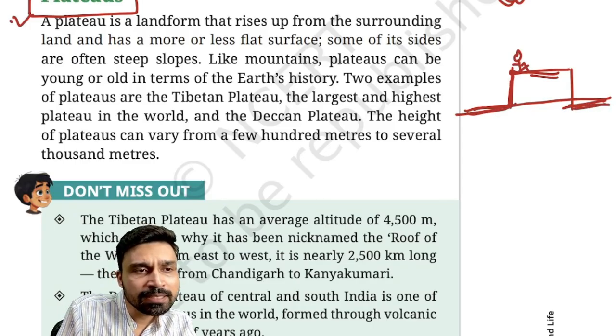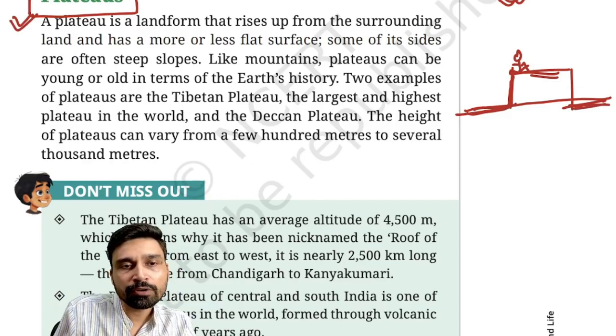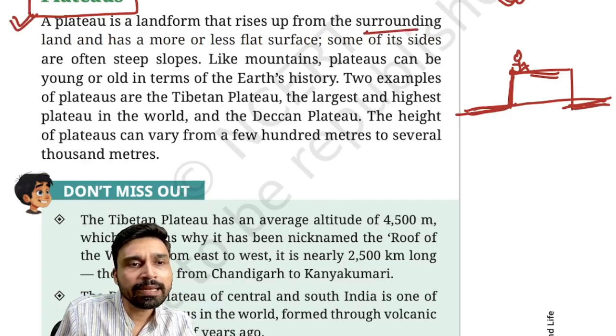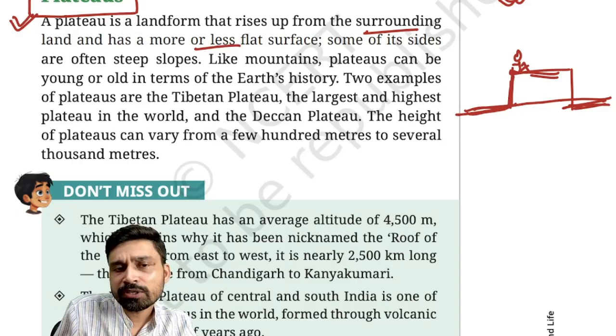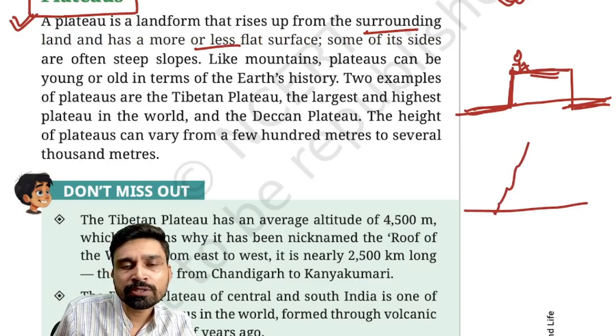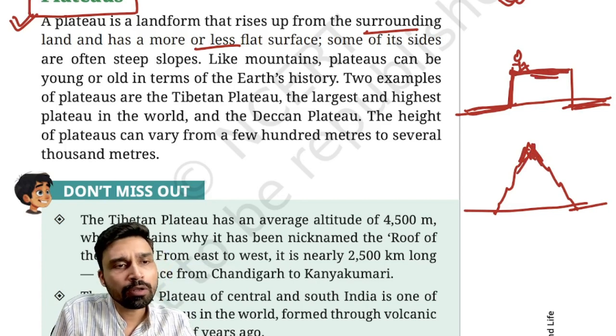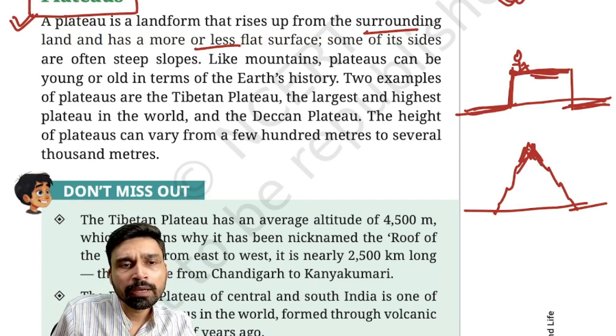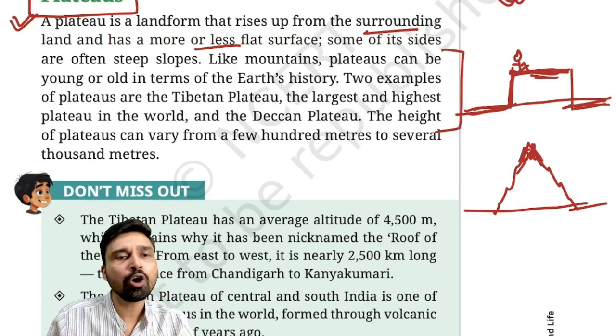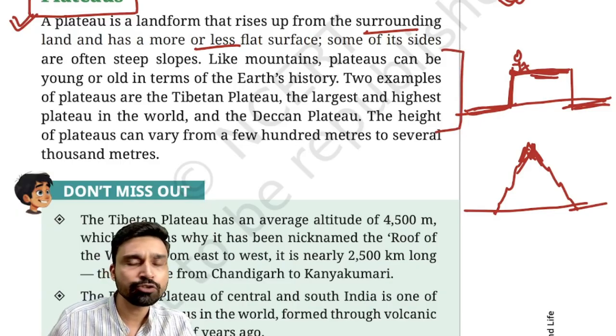So that's how NCERT has defined it: a landform that rises up from the surroundings and has a more or less flat surface. That's how it's different from mountains, because a mountain is also a landform which rises up suddenly from the nearby areas, but mountains generally have a conical peak, while a plateau has an overall flat surface. Now, like mountains, plateaus can be young or old, again in terms of Earth's history.